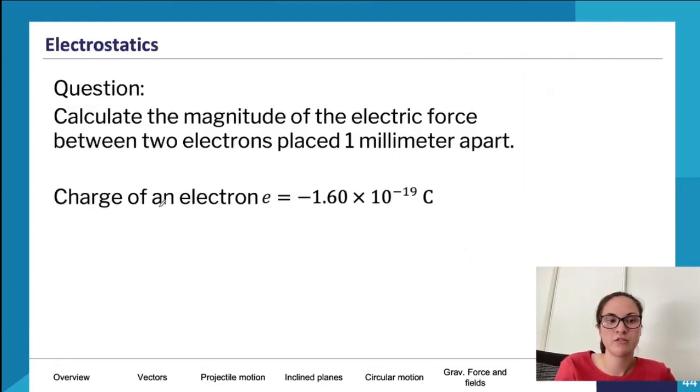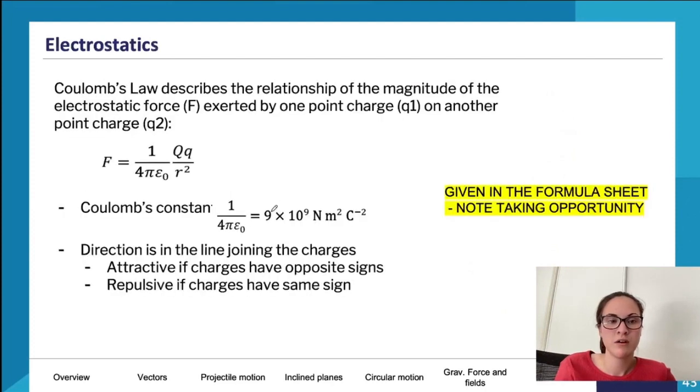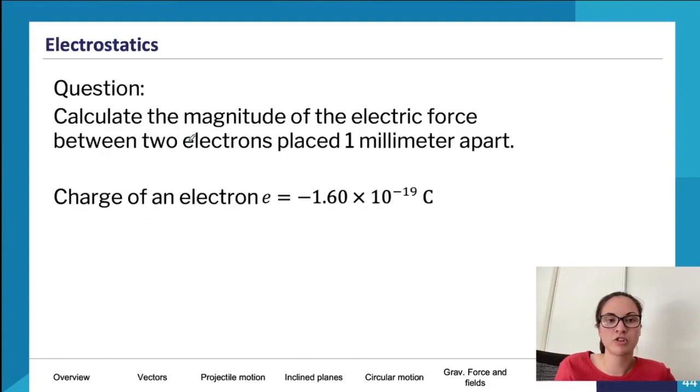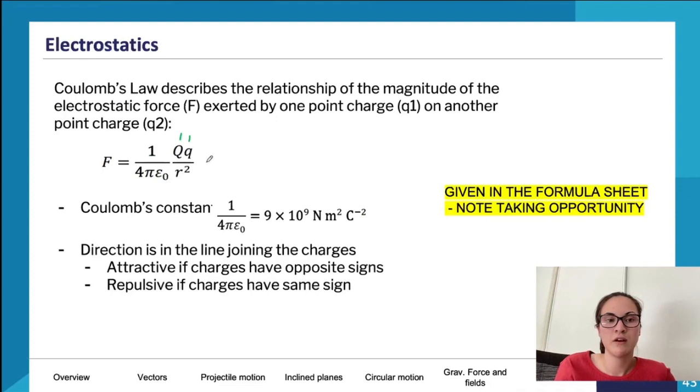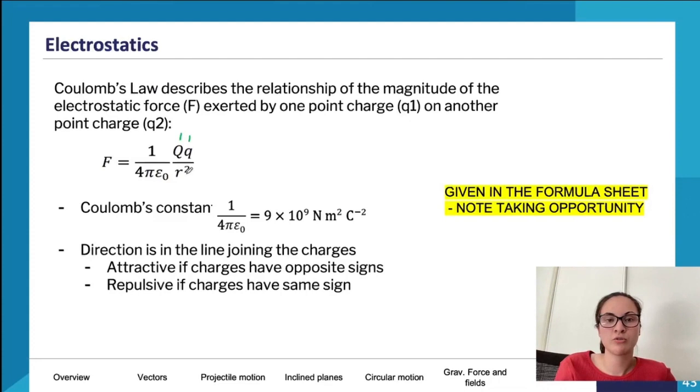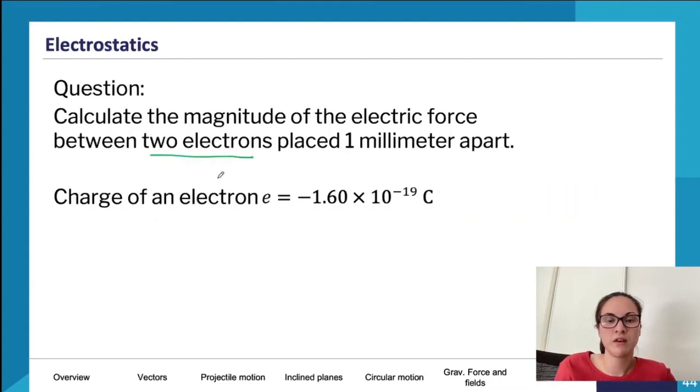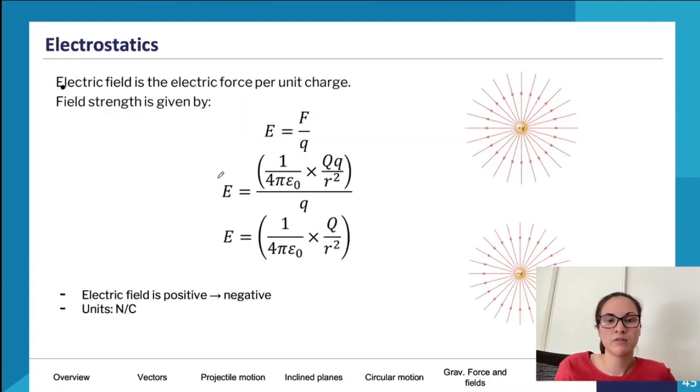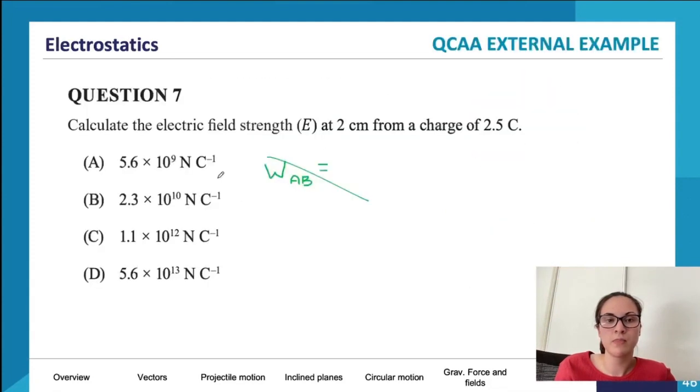Quite literally, just make sure you have the charge of an electron, because you'll need it for Q here and Q here, because those are the charges. For the 2 electrons, they give you the constant, and the radial distance is 1 millimeter. So just make sure for the radius here, you convert it into meters. That's all there is for that one. Yeah, so ignore that math there.